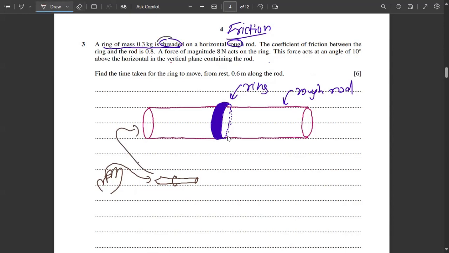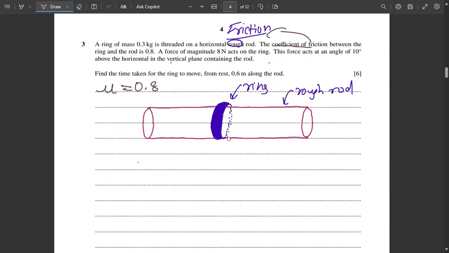So in short, this is what threaded means. Surprisingly, there is no need for a thread, even though the question includes threaded. So make sure you understand this and let's move forward. Yes, see the coefficient of friction, that's what I predicted here, between the ring and the rod is 0.8. So the coefficient of friction is 0.8.